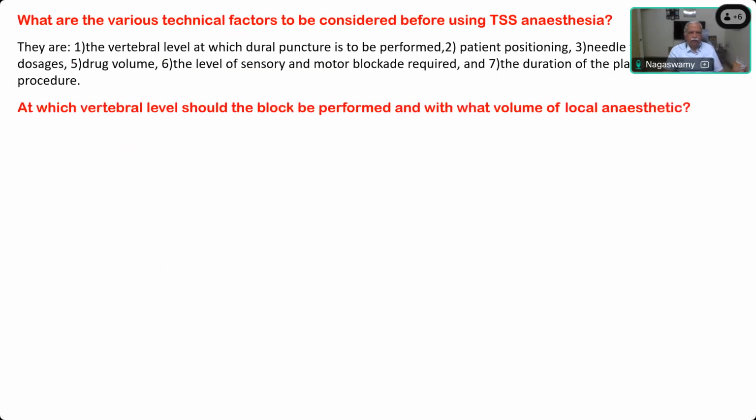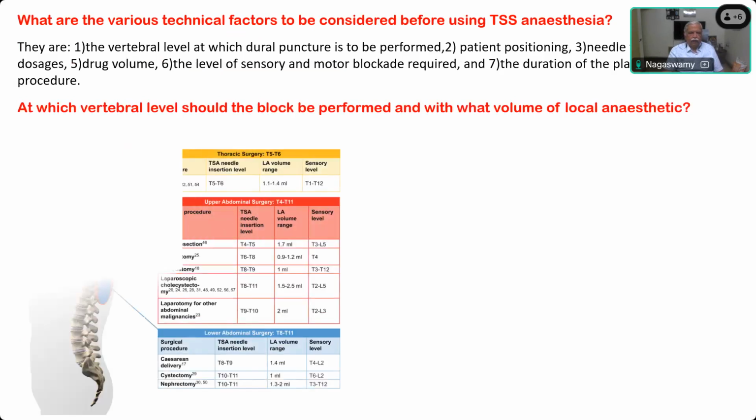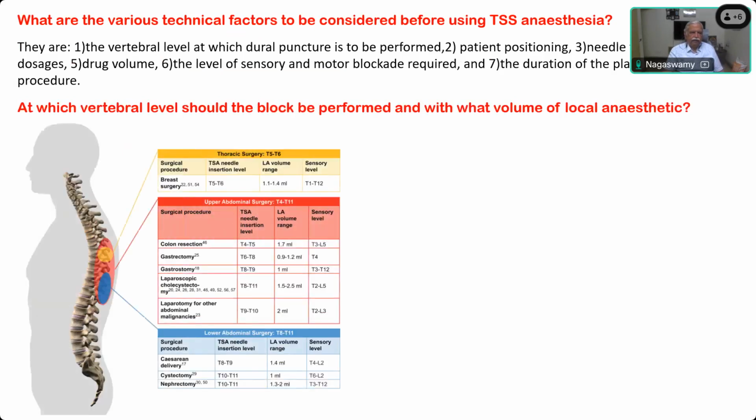So at which vertebral level should the block be performed and with what volume of local anesthetic? Because we have shown that earlier, you can do it at various levels. So this picture shows you for colon resection, you can use the T4, T5 level. Volume required is 1.7 ml, and the sensory level of block will be between T3 and L5.